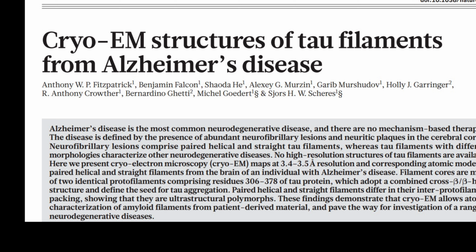Our first article will focus on the cryo-electron microscope structure of tau filaments from Alzheimer's patients. Here is the title of the article: Cryo-EM Structures of Tau Filaments from Alzheimer's Disease. This paper was published in Nature in 2017 and conducted at the MRC laboratory in the UK. Let's begin our discussion of this groundbreaking research.